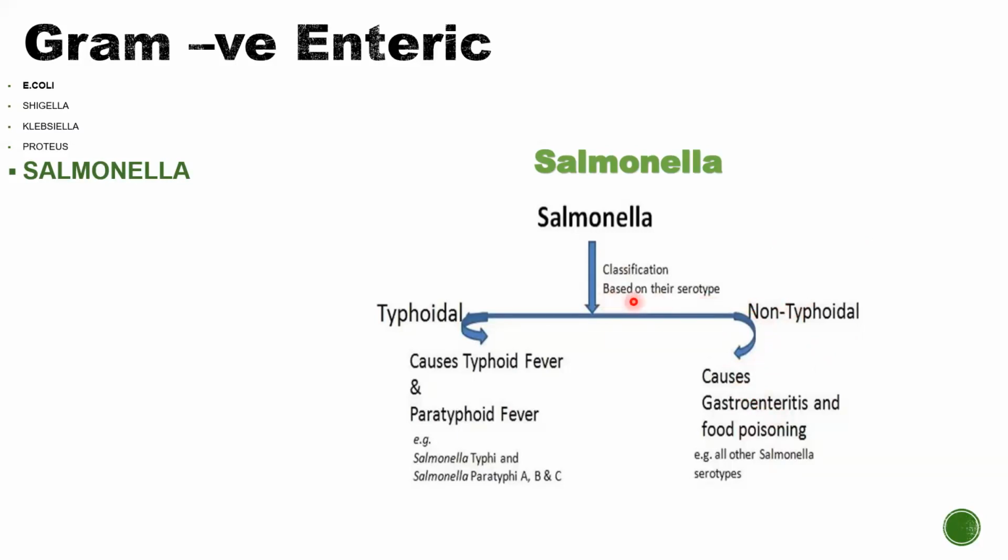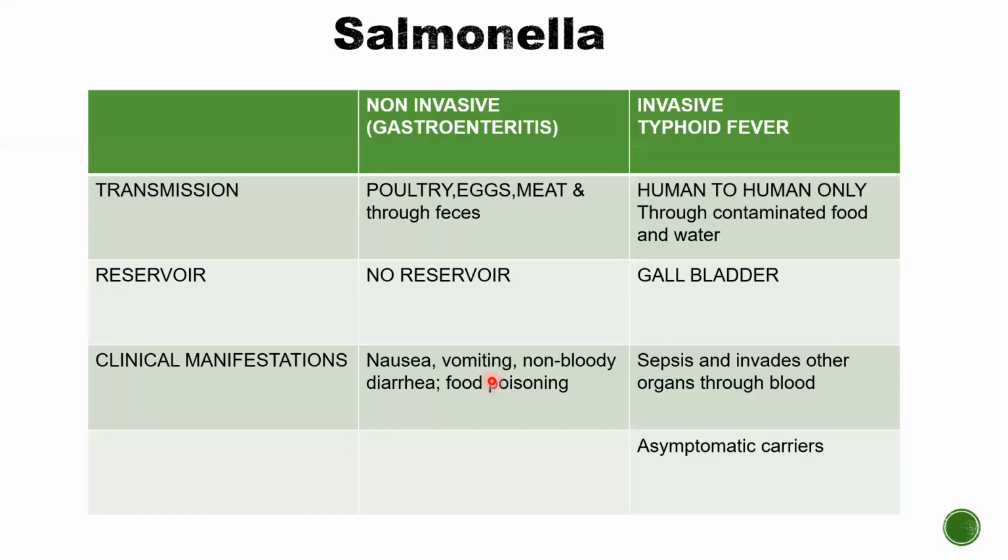Again, serotype means different strains. So the non-typhoidal one, gastroenteritis and food poisoning. Typhoidal one is the typhoid fever. Now let's go into more detail for the different types of salmonella. We said the non-typhoid one is the one that causes gastroenteritis or food poisoning, and it's non-invasive. What do we mean by non-invasive?